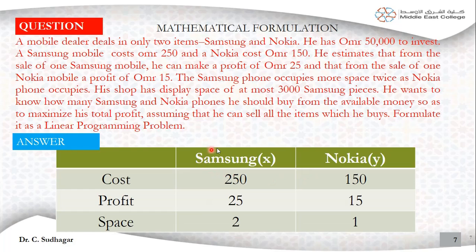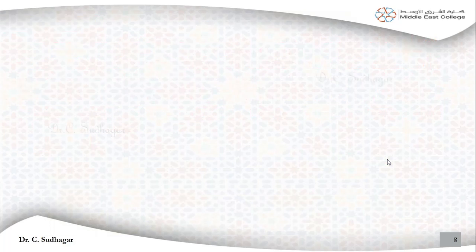Our aim is to know how many Samsung phones we have to buy and how many Nokia phones we have to buy. So let us give some names for them. X is the number of Samsung phones we want to buy and Y is the number of Nokia phones we have to buy. It is a number of pieces. Now let us formulate it one by one.